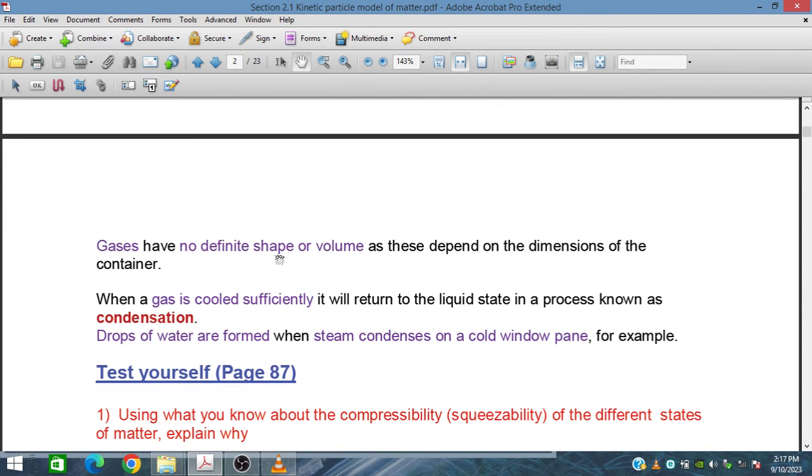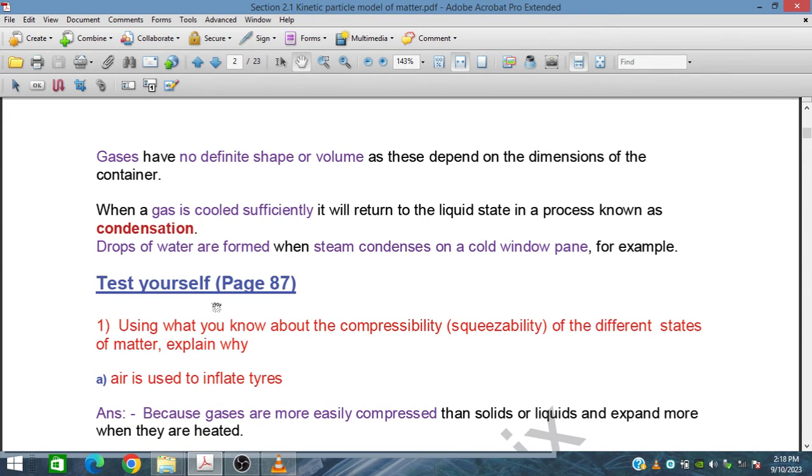Gases have no definite shape or volume, and these depend on the dimensions of the container. When a gas is cooled sufficiently, it returns to the liquid state through a process called condensation. Drops of water are formed when steam condenses on a cold window pane, for example.